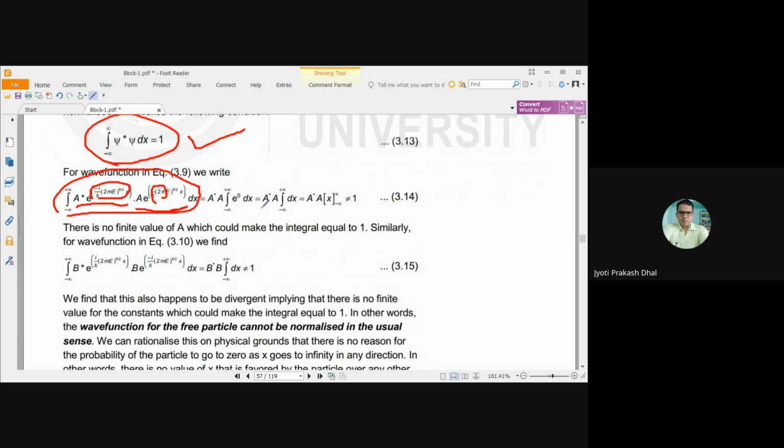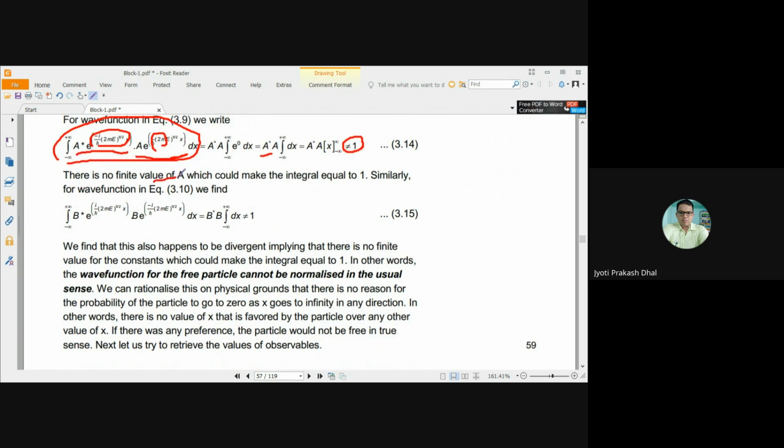So the value will be a star into a times the integration of dx, that is a star into a into, because we know that the integration of dx is x, with limits from minus infinity to plus infinity, which is not equal to 1. That means there is no finite value of a which could make the integral equal to 1.